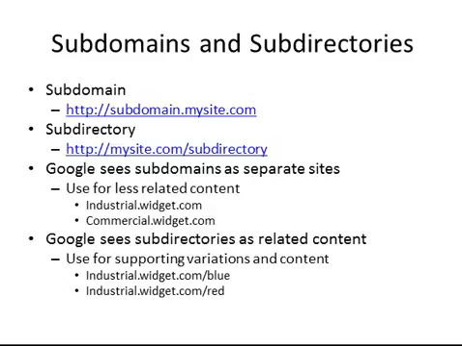Subdomains and subdirectories. A subdomain comes before your primary domain name. Example, subdomain.mysite.com. A subdirectory comes after your domain name, such as mysite.com/subdirectory. Google basically treats subdomains as completely separate websites. It is best to use subdomains for content that is less related to your other content.